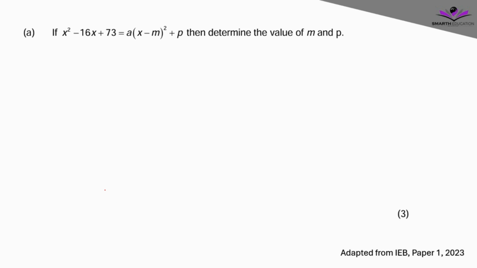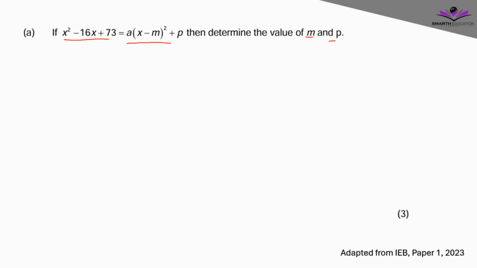Welcome back. Let's do question 7a. If x squared minus 16x plus 73 is equal to a times (x minus m) squared plus p, then determine the value of m and p. So how can we do this?